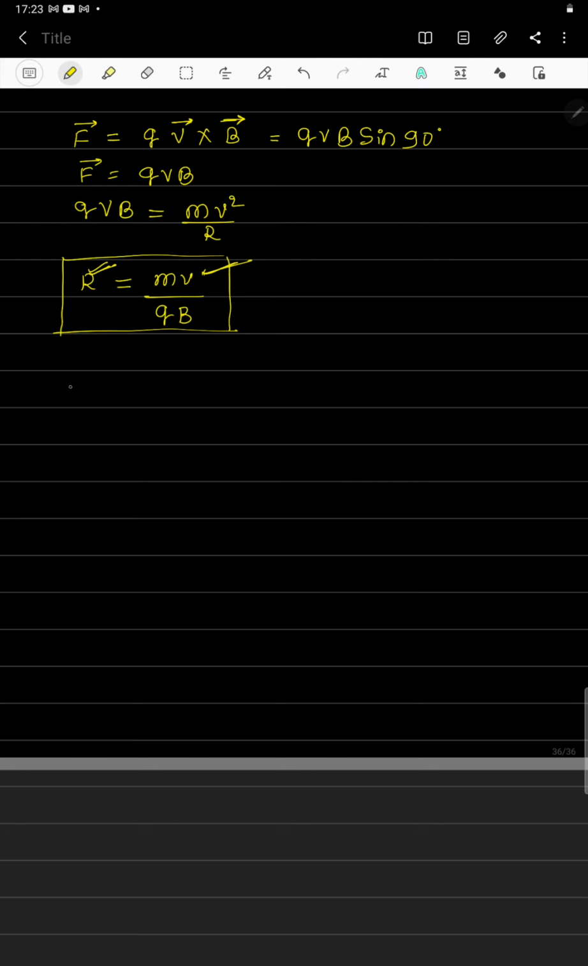Now from this, if you write the expression for the velocity of the charged particle, with just a rearrangement, it becomes v = qBR divided by m. So the velocity of the charged particle again depends on R. Now if the velocity is known, we can write the kinetic energy expression. The kinetic energy of the charged particle will be equal to half mv².